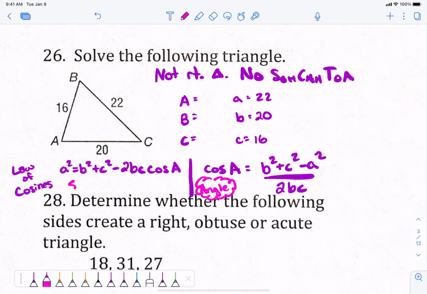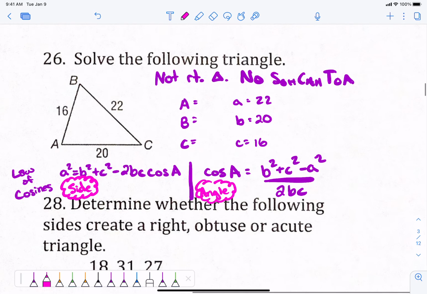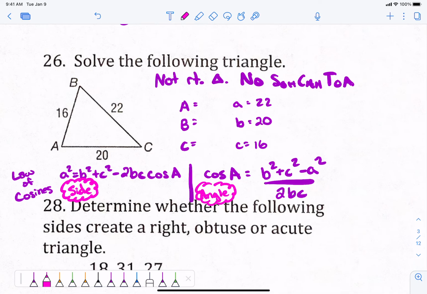Use this when solving for a side. Okay, there's that. Sides versus angle. Good? Now I'm going to write my work up at the top here, and after we do one, it's easy. Good? Ready? All right.